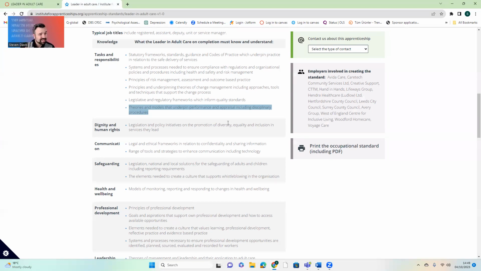So that's looking at CQC requirements, single inspection framework. We're going to look at systems and processes to ensure compliance. We look at some principles of risk management, assessment and outcomes, and outcome-based practices, principles underpinning theories around change management approaches and tools, legislative frameworks, and then theories and models that underpin performance appraisals, including disciplinary procedures. So that's just looking at the responsibilities there.